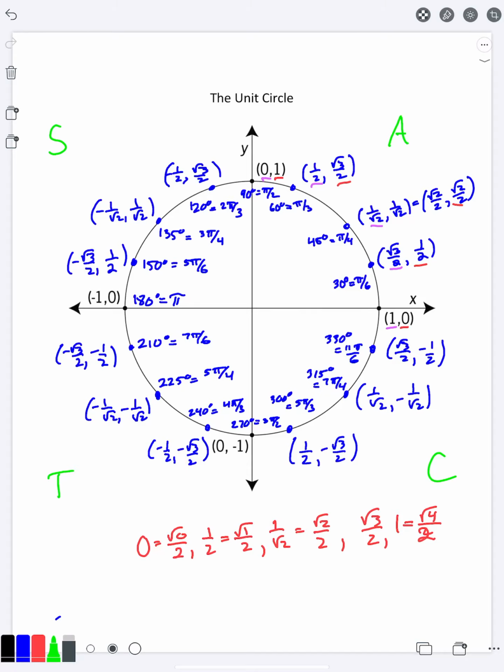And so A stands for all of them are going to be positive. Sine, cosine, tangent, all three of them are positive in quadrant 1. In quadrant 2, the S stands for sine. So your sine will be positive, but your other ones, your tangent and your cosine, are going to be negative. In quadrant 3, the T stands for tangent. So your tangent is positive, but your sine and cosine are negative. And lastly, the C is cosine. So in quadrant 4, your cosine is positive, but your sine and your tangent are negative.